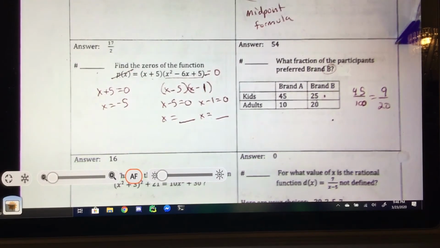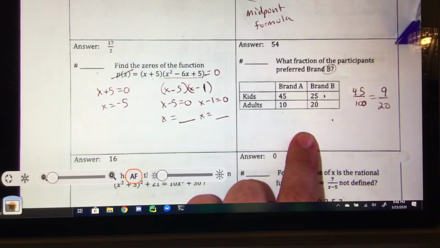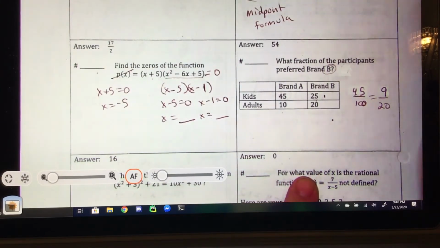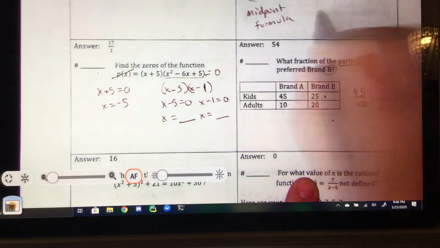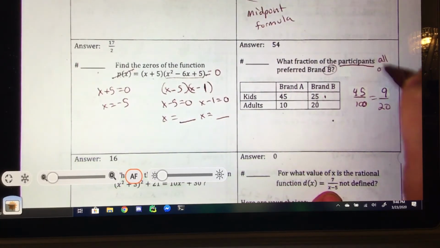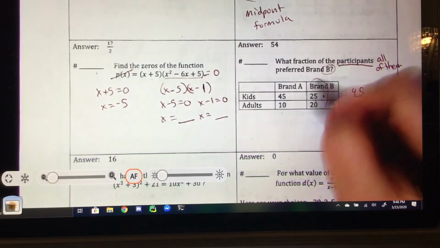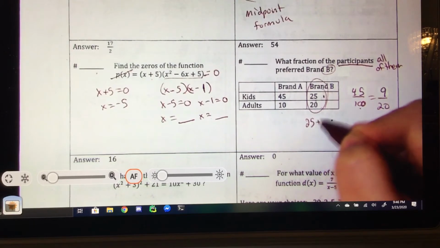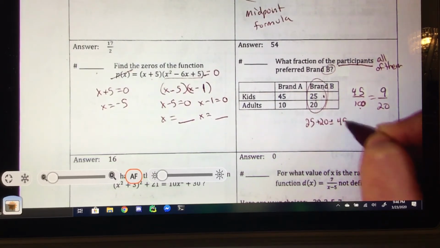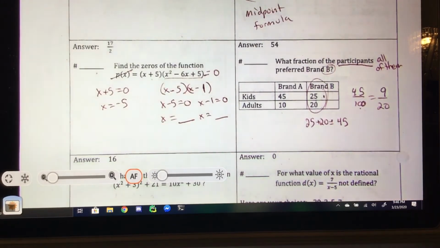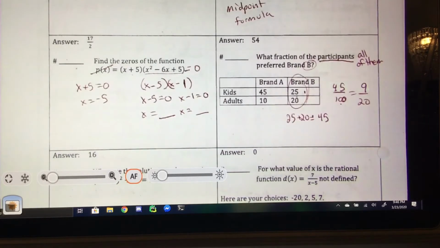The next one over here says, what fraction of the participants preferred brand B? Well, the participants, that means all of them. So you do the total of 100. And then how many of them preferred brand B? Well, 25 plus 20 of them equals 45. So you get 45 over 100, which simplifies to 9 over 20. So those are the first four.